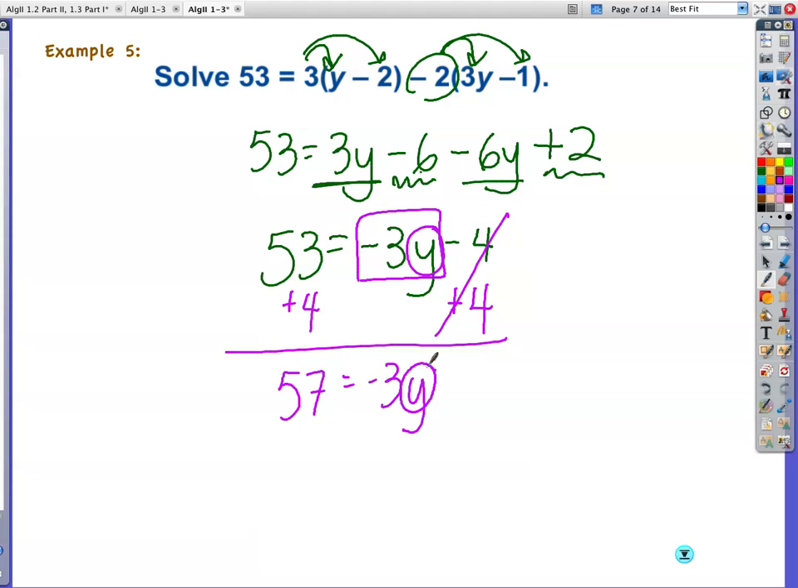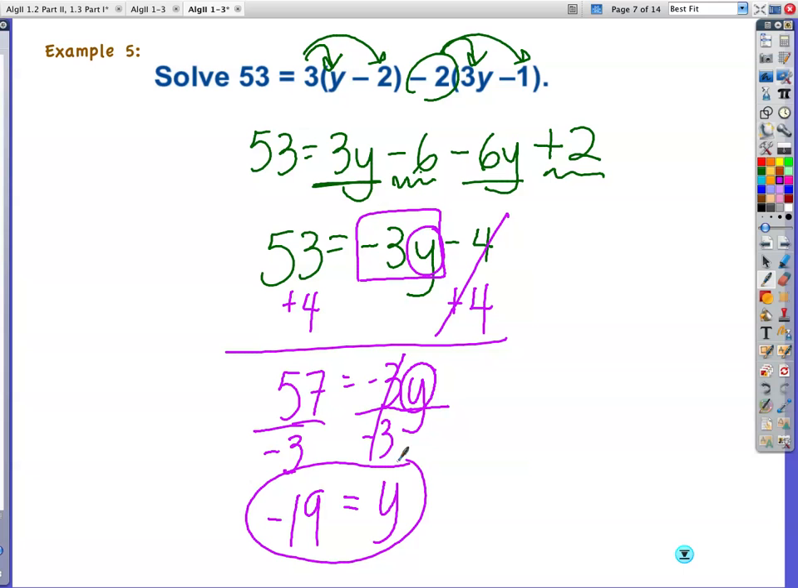To get that y all by itself, right now it's multiplied by negative 3, so the opposite would be to divide by negative 3. Or you can multiply by negative 1/3. Okay, negative 3 divided by negative 3 is 1. I don't bother writing the 1, I just write the y. And 57 divided by 3 is 19, negative 19, okay? Negative 19 minus 2 is negative 21, okay?